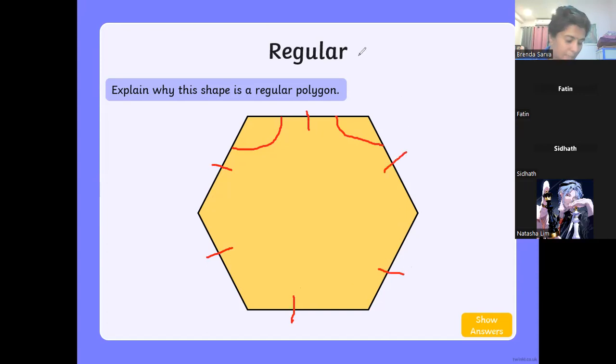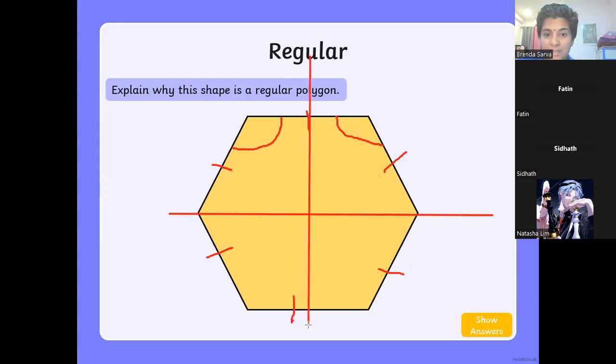Now let's talk a little bit about symmetry. Do you know what is symmetry? Symmetry are lines that cut a shape into two equal parts that are the same. For example, if I folded this hexagon on this line, the top part and the bottom part would be the same. If I folded the hexagon like this in the middle, the left and the right would overlap on each other, making it the same. This is called symmetry.